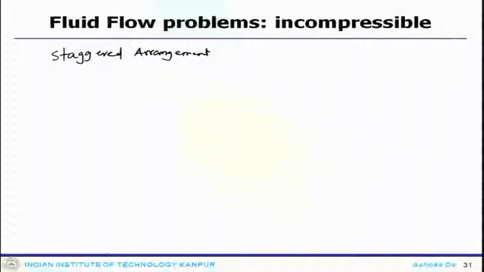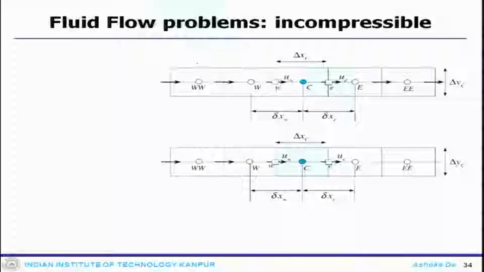As the name suggests, you shift the pressure and velocity fields and store them differently. Where you store your velocity field, you do not store your pressure field, and where you store your pressure field, you do not store the velocity field. So, this is a typical staggered arrangement.